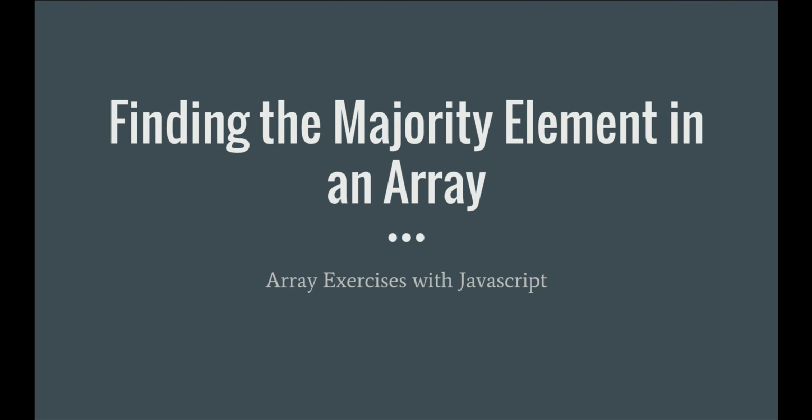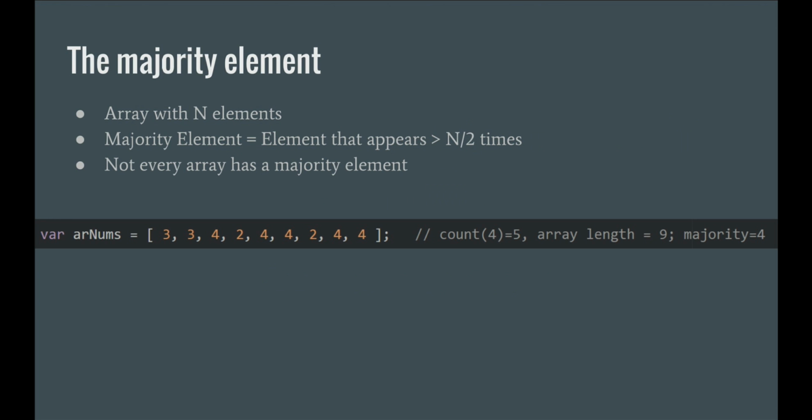Hello there! This video is about a nice exercise called finding the majority element in an array. The majority element in an array with n elements is the element that appears more than n over 2 times. This implies that there can only be one majority element maximum, and not every array has a majority element.